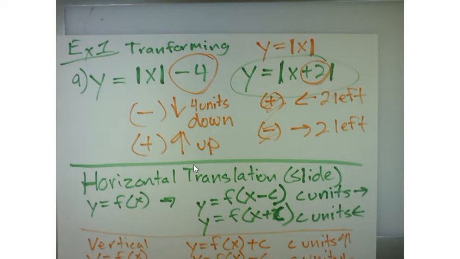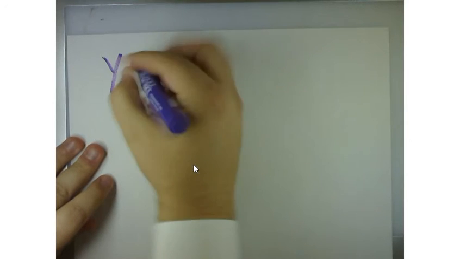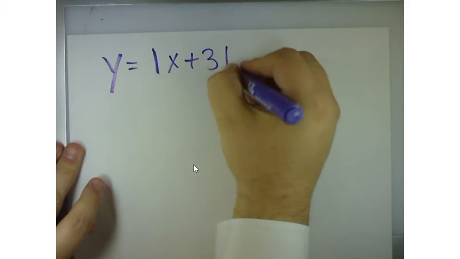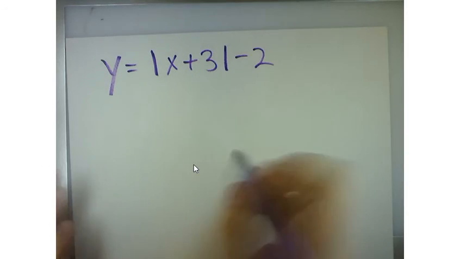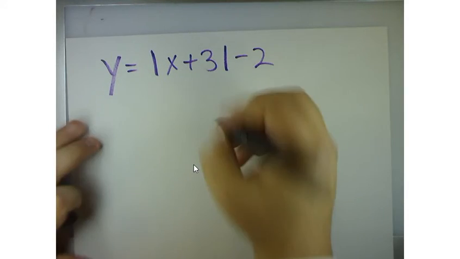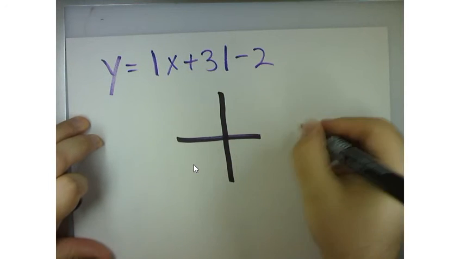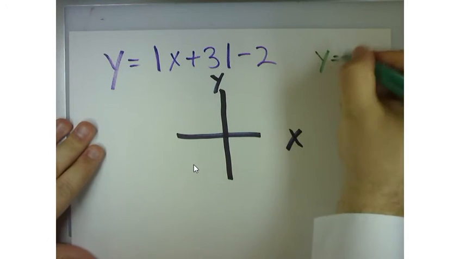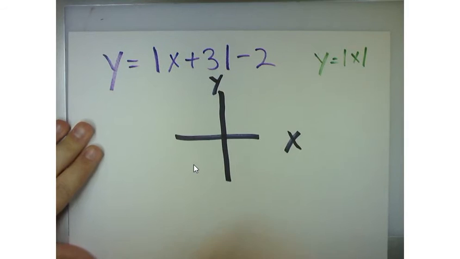This isn't written in your book, so I want you guys to write this down. If I were to write an equation, y is equal to the absolute value of x plus 3, minus 2, how would you graph that? The first thing I've got to do is start with the parent function. So on the xy plane, the parent function of y equals the absolute value of x just comes down like this.